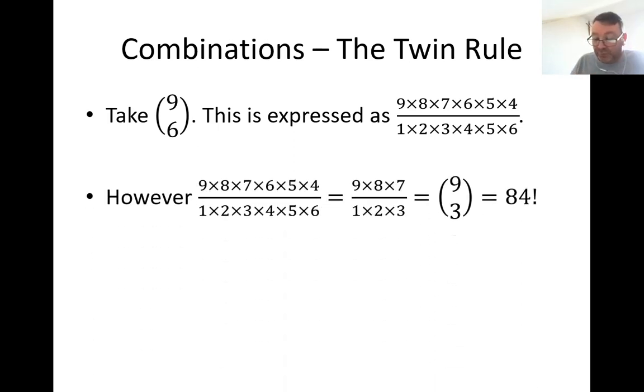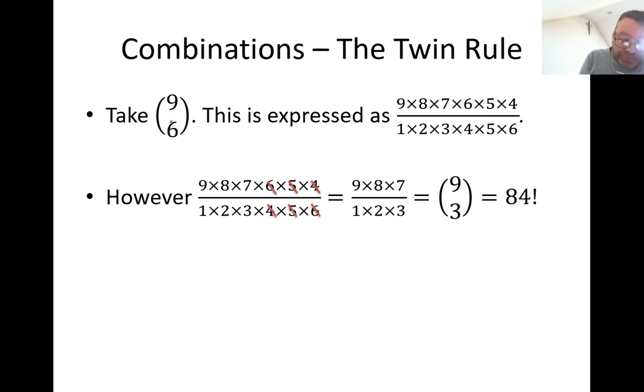But you'll notice straight away that if you take 9 by 8 by 7 by 6 by 5 by 4 over 1 by 2 by 3 by 4 by 5 by 6, there's cancellation. 6's cancel, the 5's cancel, and the 4's cancel, which leave you with 9 by 8 by 7 over 1 by 2 by 3, which can be written instead as 9C3. And 9C3 means start at 9 and go back 3 digits, so 9, 8 and 7. On the bottom, start at 1 and go up 3 digits, 1, 2 and 3. You get exactly the same answer because of the cancellation here. The answer of 84 is exactly the same as 9C6. So there's a rule here, the twin rule, and here it is.